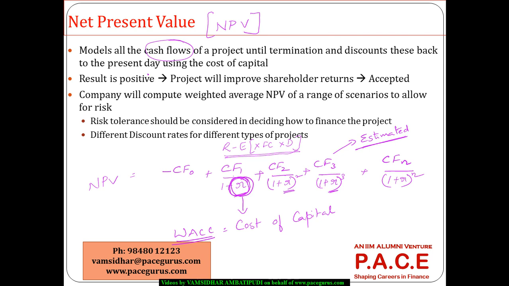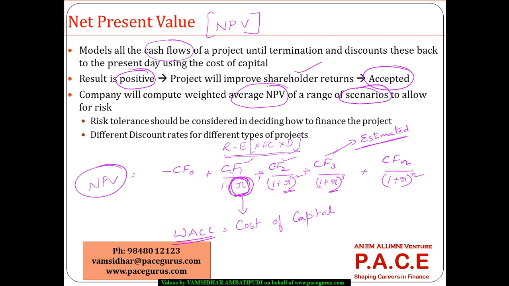The simple interpretation is, if the result is positive, I'll accept the project because I will feel that it will improve the shareholders' return. Because these are all expected cash flows, we will try to see a range of scenarios. We'll visualize different possibilities, work out what the cash flows would be in each of them, and try to get a weighted average NPV.